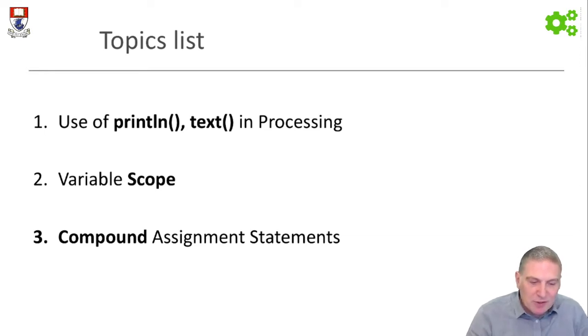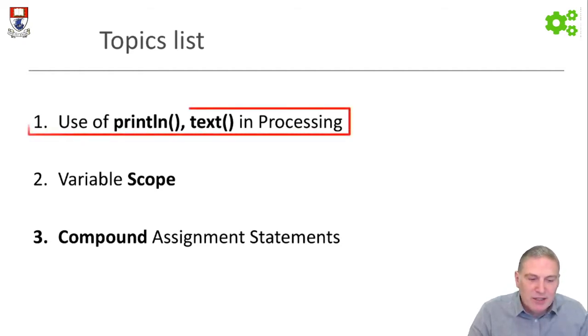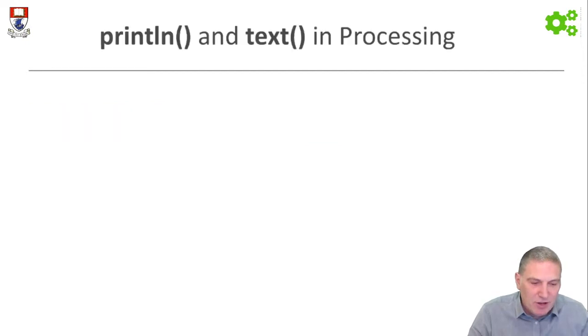Then we'll move on to variable scope, and then compound assignment statements, which are just fancy ways of writing an assignment statement or an expression. You don't need to know them all, but it's good to be aware of them at least. So let's get started with print line and text functions in processing.